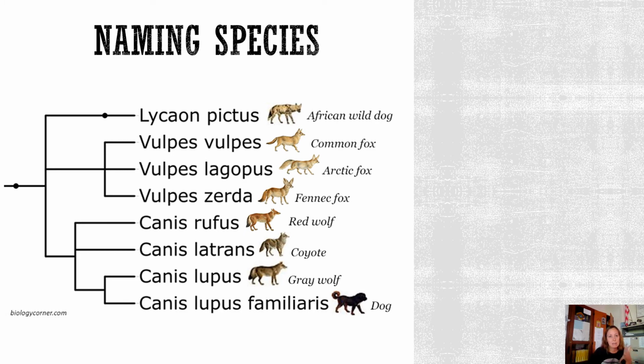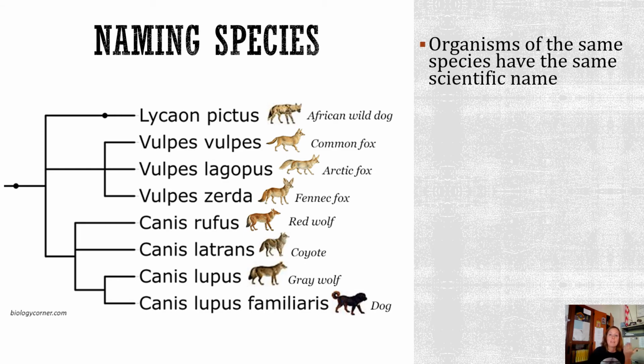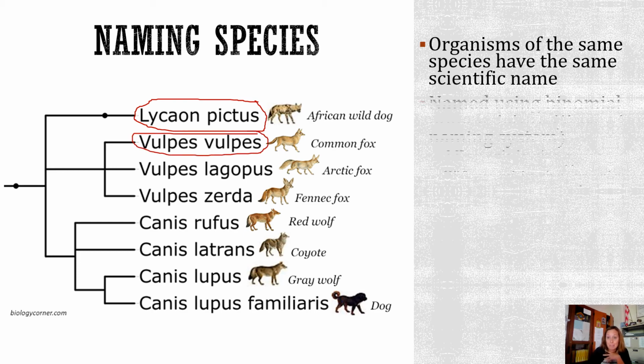Last thing on this is naming species. We just talked about how different species are created. Let's keep in mind a species is a group of organisms that can breed and have fertile offspring. Organisms that are the same species are going to have the same scientific name. So when we name them, like Homo sapiens, people, everybody who's a Homo sapiens is the same species. They can breed and have fertile offspring. All of these organisms here do not have the same scientific name. They have different scientific names, so they're different species.